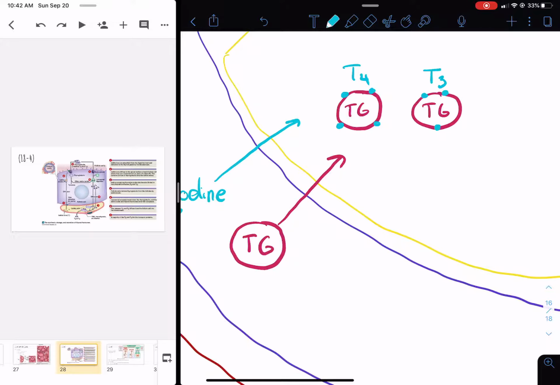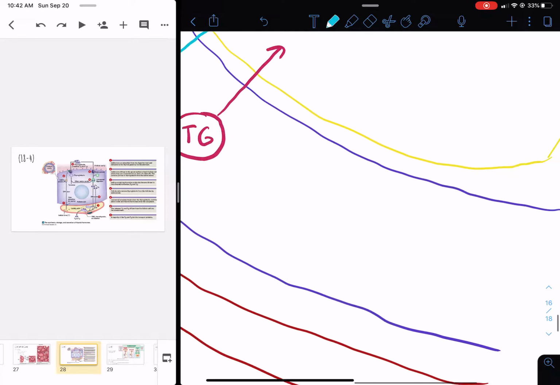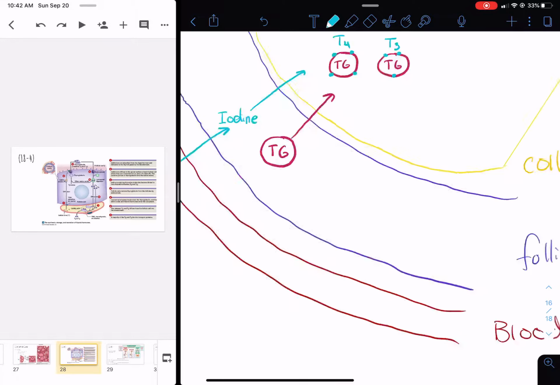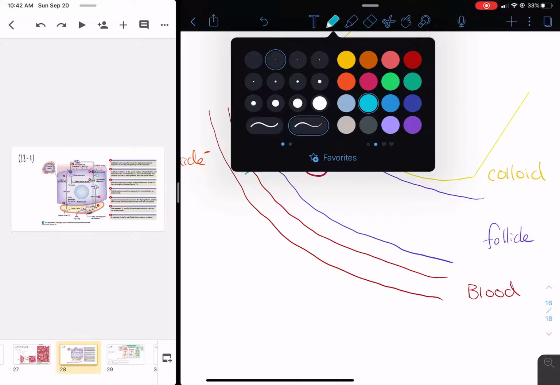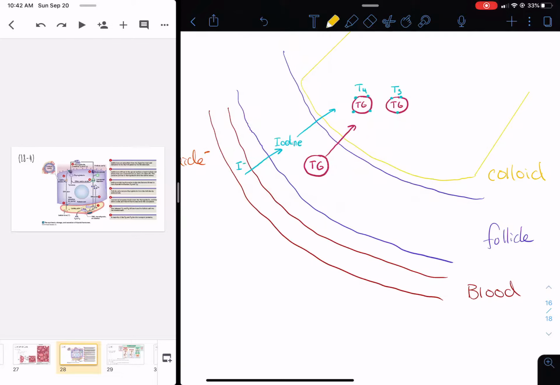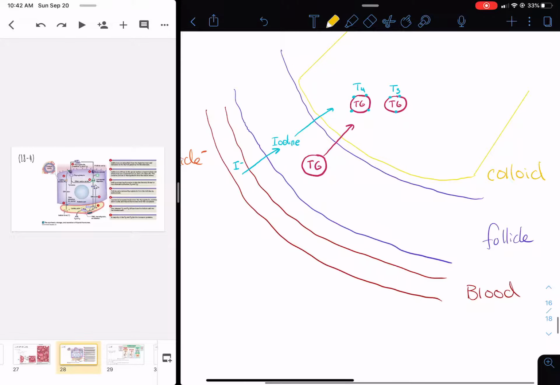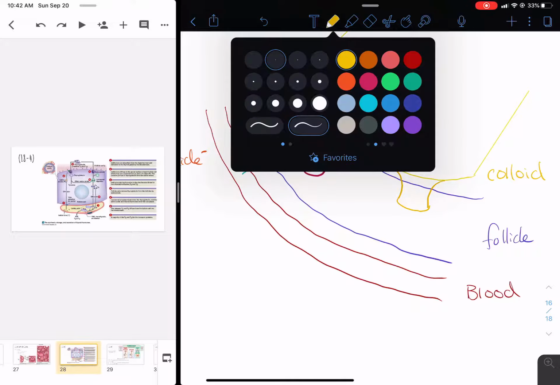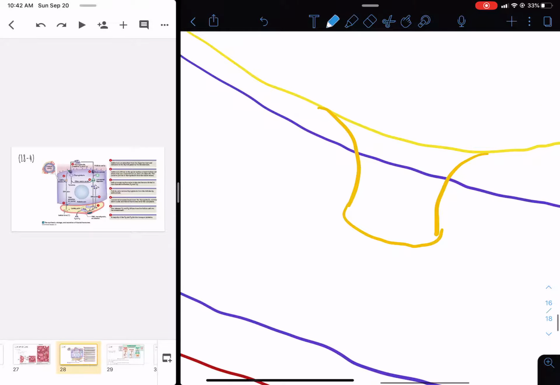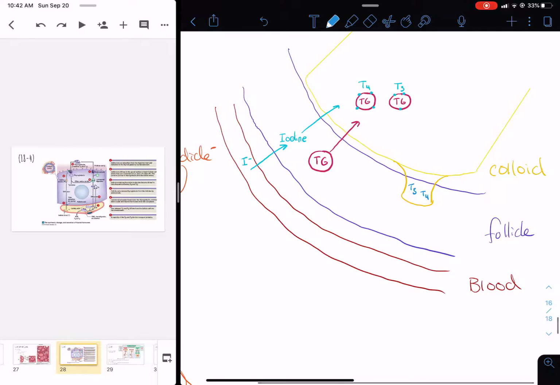Okay, so now we've made thyroid hormone. Now we need to get it back into the bloodstream so it can actually do what it needs to do. And so at the colloid, we'll have the colloid exocytose this thyroid hormone. So I'm just going to draw it like this, like it's going to exocytose and squeegee its way out back into the follicle. So T3 and T4 get exocytosed into the follicle.